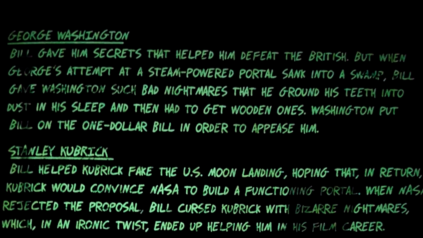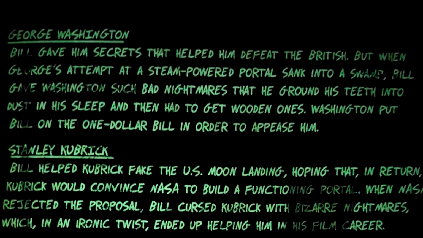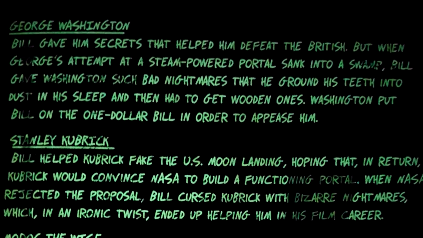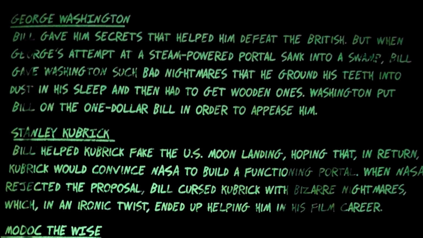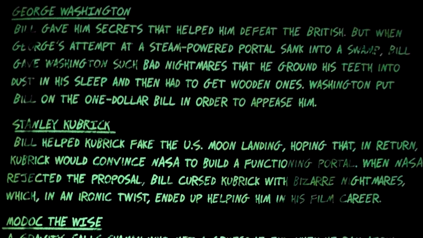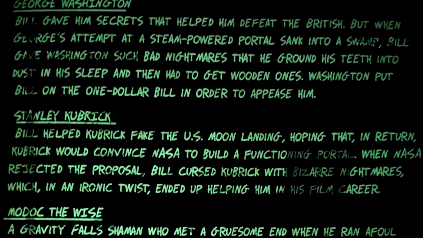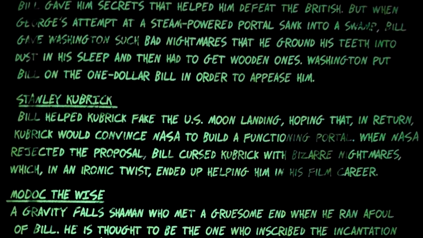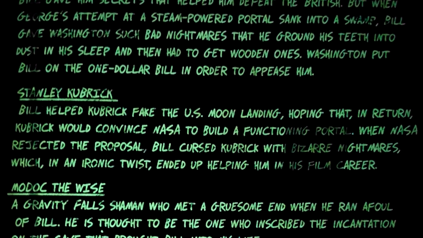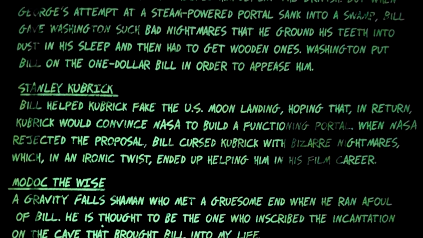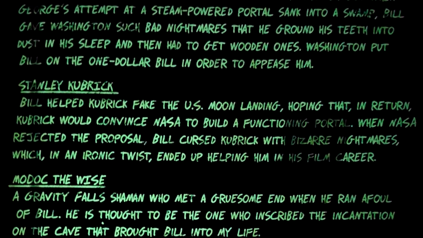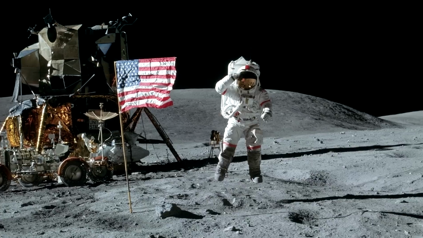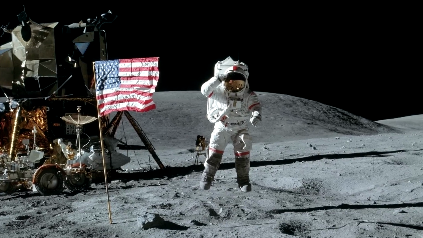Yeah, true story, bro. Alright, so let's go to Stanley Kubrick. I believe that's how you pronounce it, yes. Okay, Bill helped Kubrick fake the US moon landing, hoping that in return, Kubrick would convince NASA to build a functioning portal. However, when NASA rejected the proposal, Bill cursed Kubrick with bizarre nightmares, which, in an ironic twist, ended up helping him in his film career? What? What the heck? Oh yeah, that explains the moon landing so much better now.